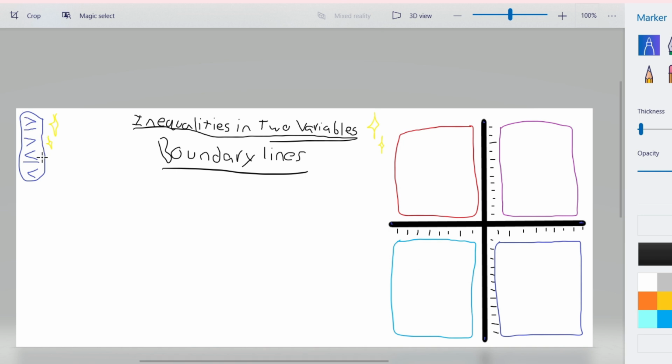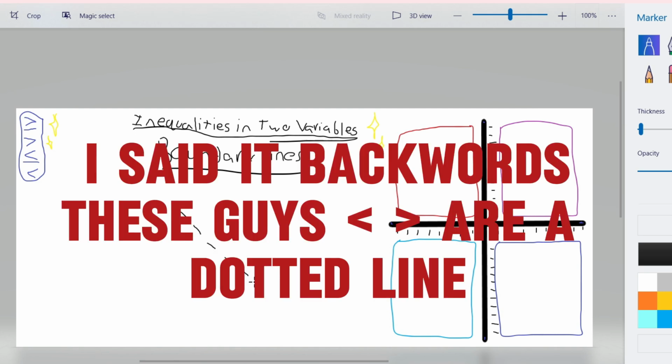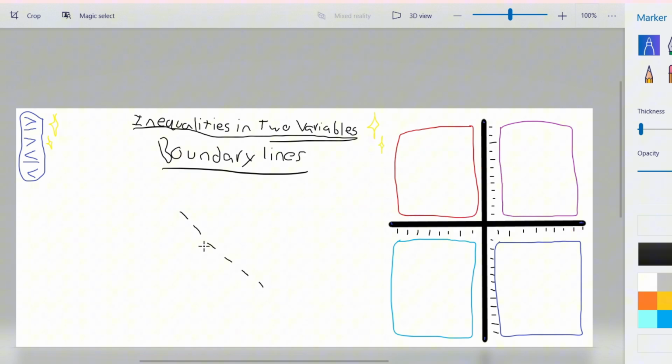Well, these two guys, the ones with the lines under them, mean it's a dotted line. Like that. See? Cool. These two guys mean it's a normal straight line. It's a boring straight line. So, I'm gonna write some problems down and then we're gonna solve them.